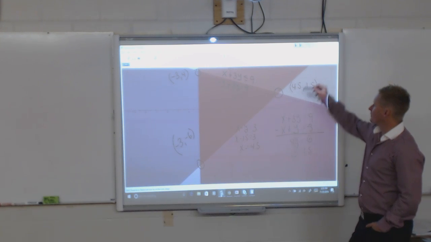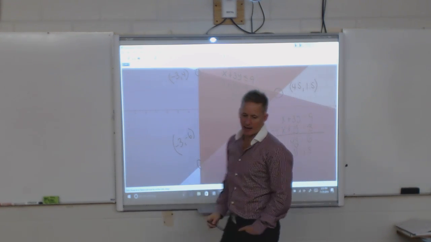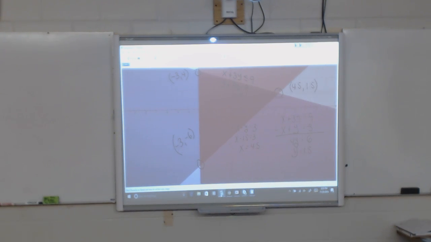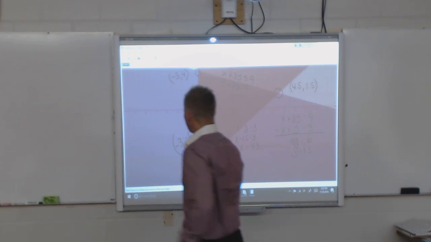Now I have 3 coordinates, and these are the 3 coordinates that I'll use in my objective equation. So what's the objective equation? Look in your book. P equals 2x plus y.